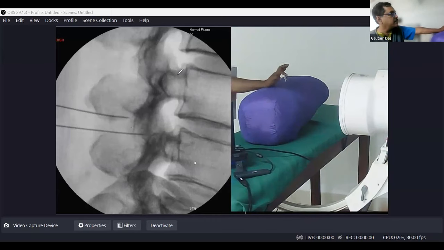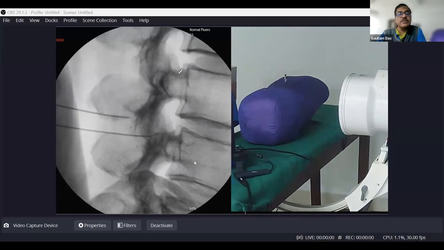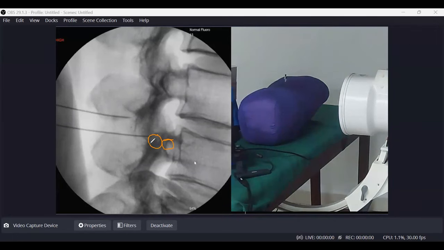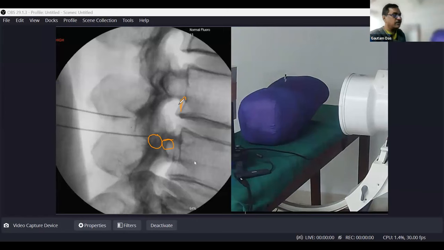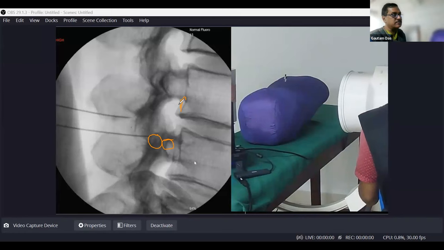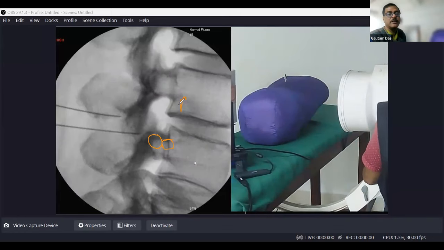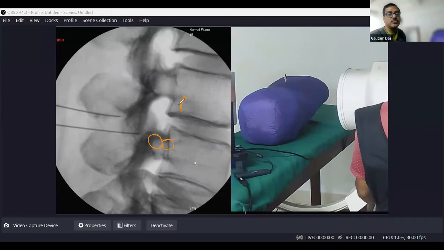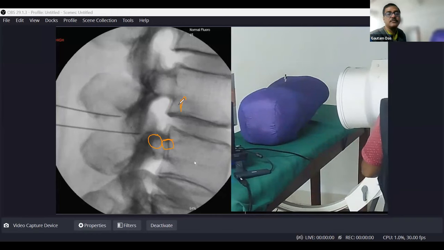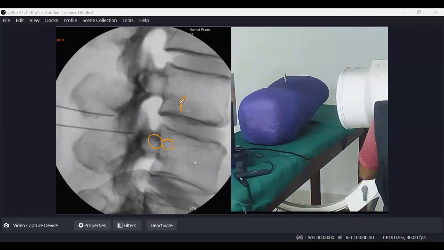Okay, you can see this needle below is over the transverse process. This is the transverse process of one side, and the transverse process of the other side is here, basically not merging together nicely, because here you can see the two lateral borders. Let me try to merge it nicely. Okay, that is not a true lateral view. Now it is coming as a true lateral view. Right, now it is true lateral.